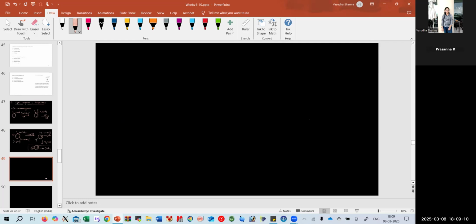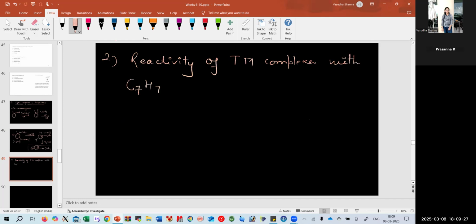Now, today we are going to talk about the transition metal complexes with C7H7 ligand, majorly its reactivity. So we are going to talk about the reactivity of the transition metal complexes with C7H7 ligand. Basically, the first thing is metallation, so how it undergoes a metallation process.